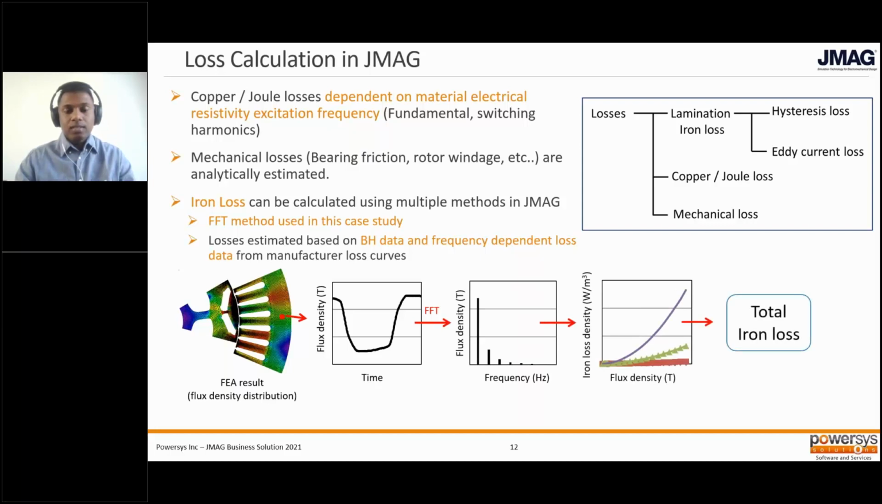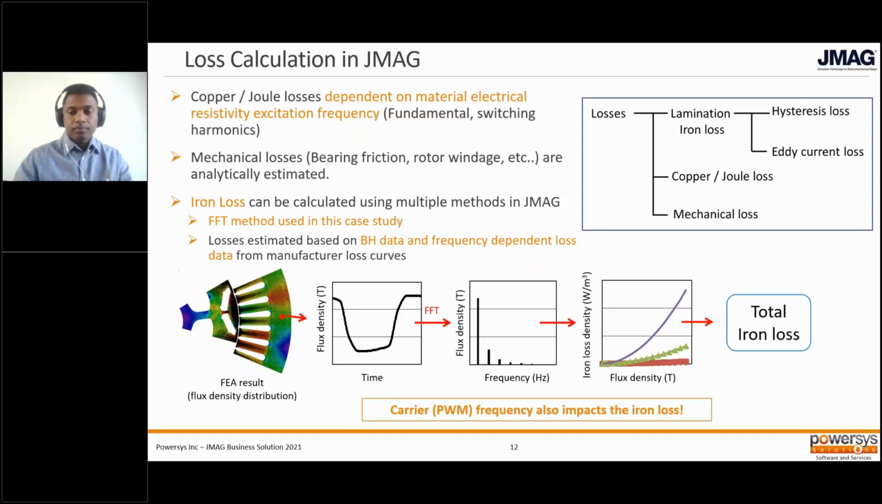looking at the dominant frequencies, and then the data is compiled using the material loss characteristic provided by the manufacturer. And one important point to mention here is, since it's a frequency-dependent quantity, of course, in general, losses are affected by the carrier frequency or the PWM frequency, which impacts the iron loss.